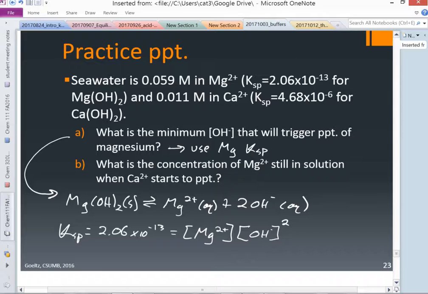Tempting to go from here to an ice table because one, I like to think about vanilla ice, and two, we do that so often. But let's see if we can do this without, because if you have enough information to plug it in, let's do that. We have a concentration of Mg2+. That would leave me an equation with one variable. Is it the one that I want? Yeah. Then let's do that.